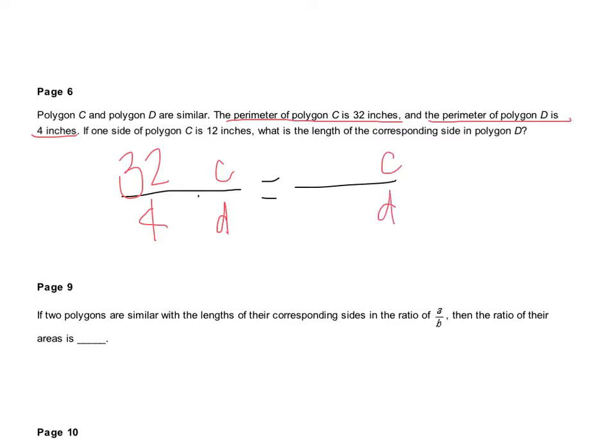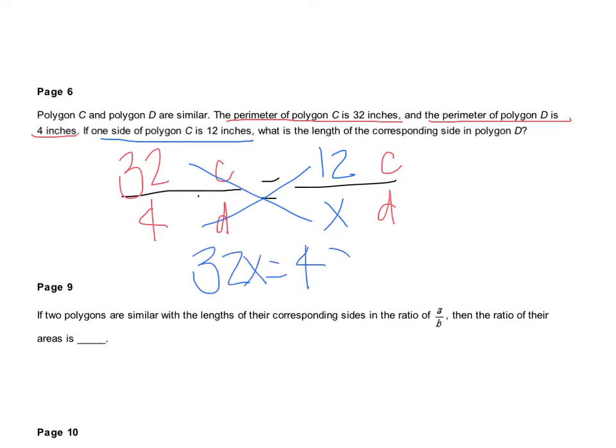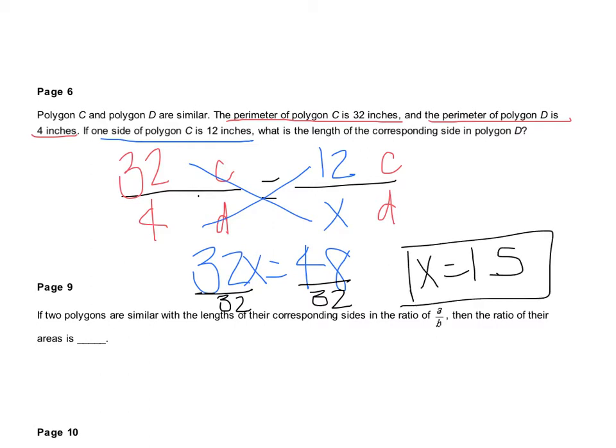So reading what other information I have, I was told that one side of polygon C is 12. So that means I can put 12 on top. I don't know what the side from D is, so I'm going to put that as X. And then I just have to cross multiply and divide. So when I cross multiply, mathematically, I get 32X equals 48. And then I would divide both sides by 32. And I'm going to get that X equals 1.5. So that would be my missing side length.